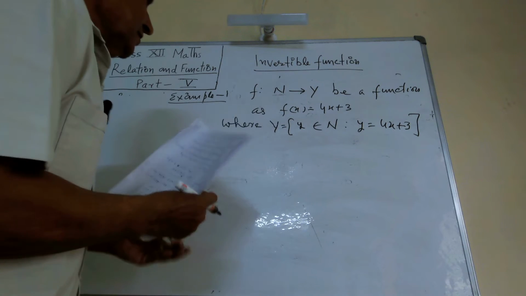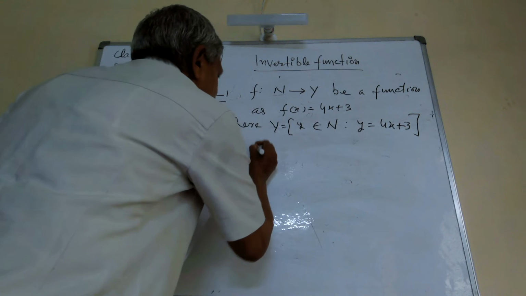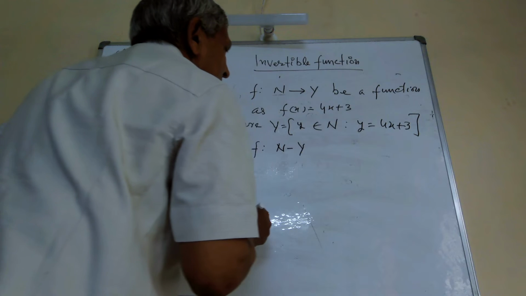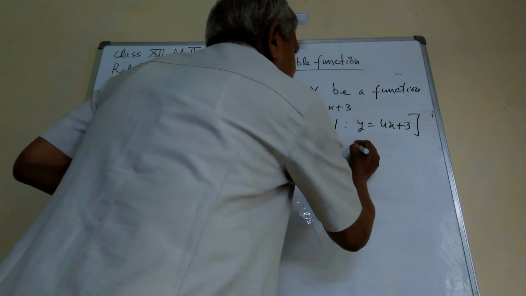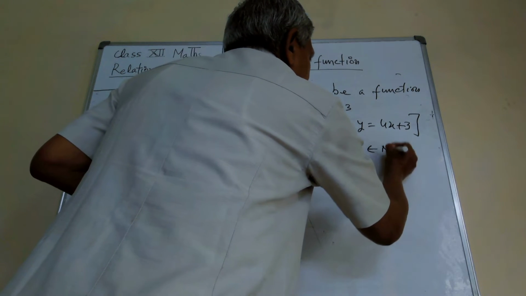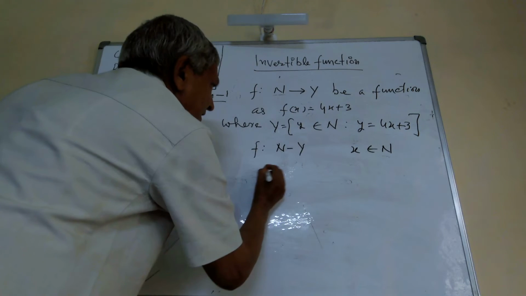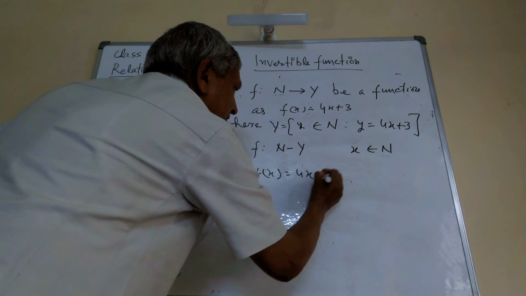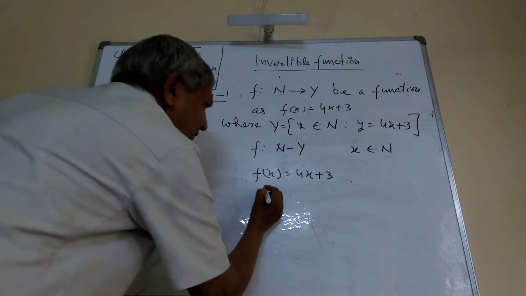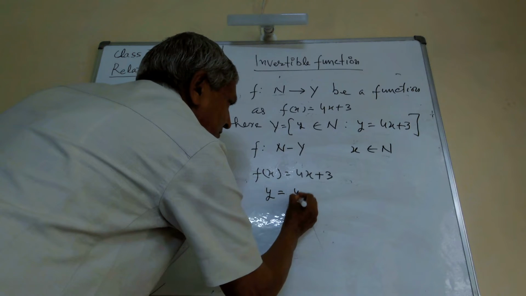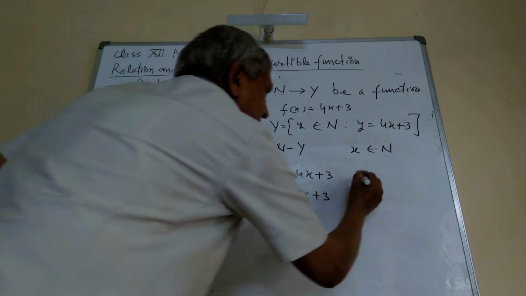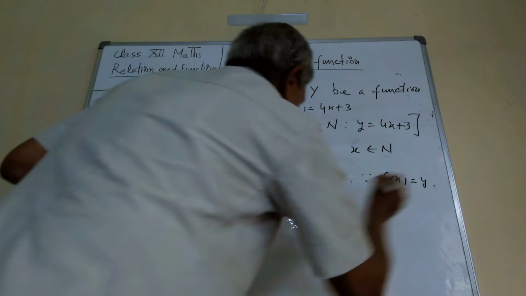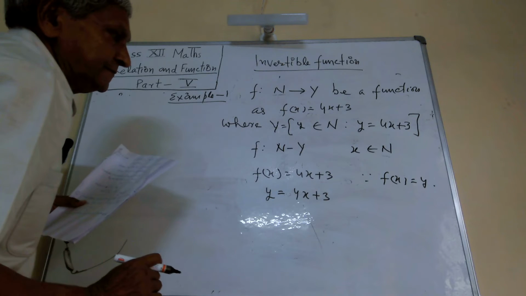So take this function f: N to Y, where x belongs to N. Now what is the condition in this? f(x) is equal to 4x plus 3 and f(x) is equal to y. y is equal to 4x plus 3 because f(x) is equal to y. This is the value of y.